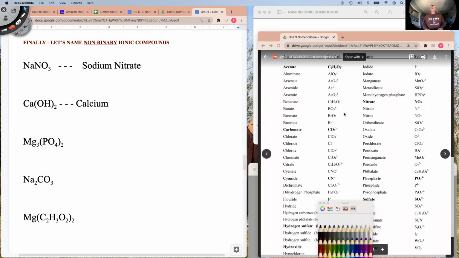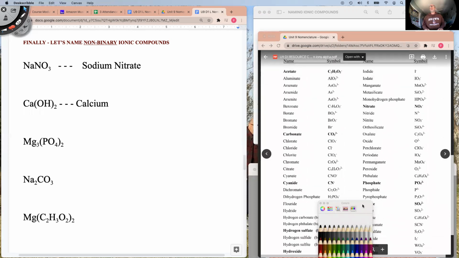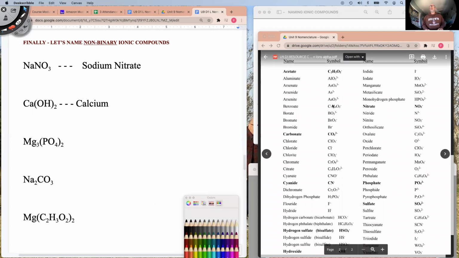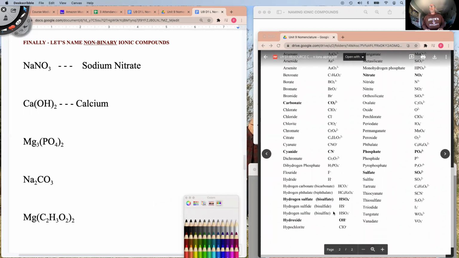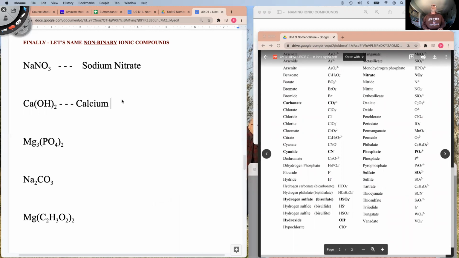All right, and then we want to find OH minus. Oh boy, let's see, OH. If I just knew that OH was called hydroxide, I'd be able to find it. Wow, there it is. And notice it's bolded because I use the same ones all the time. So we're just going to call this hydroxide. All right, calcium hydroxide. Let's name the next one.